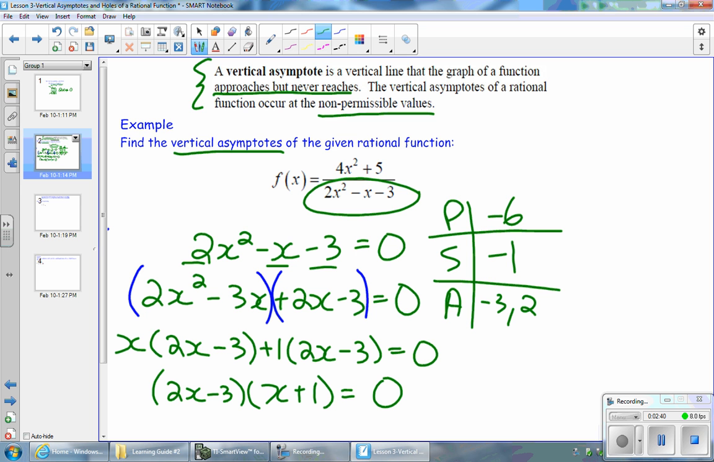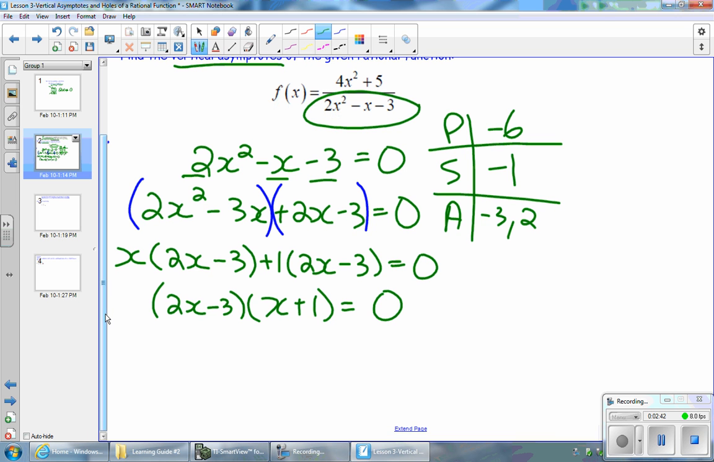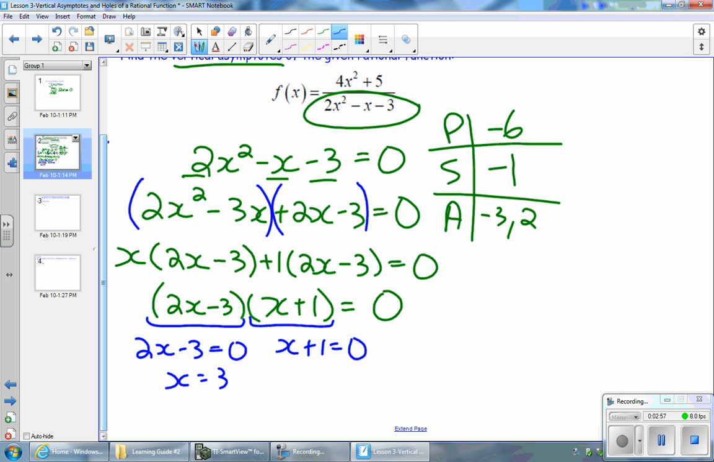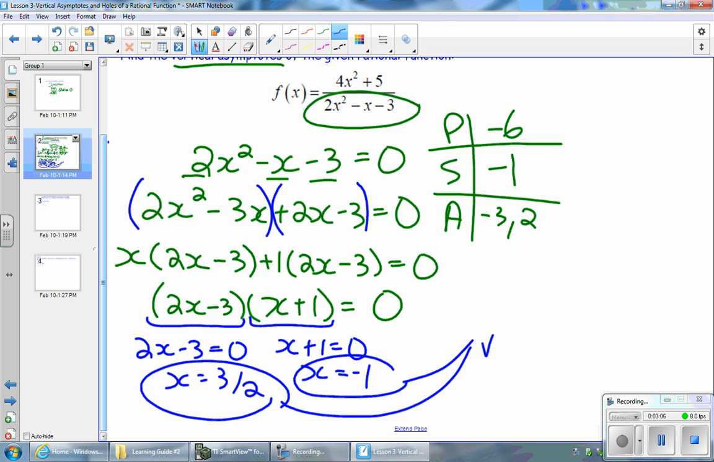So to solve for x from the factored form, you're going to take each factor and make it equal to 0. So 2x minus 3 is equal to 0, and finally x plus 1 is equal to 0. So now let's solve for x. X is equal to 3/2 in this equation, and x is equal to -1 in this equation. So these are the two vertical asymptotes. Vertical asymptotes. So they're vertical lines that the graph never touches or reaches.